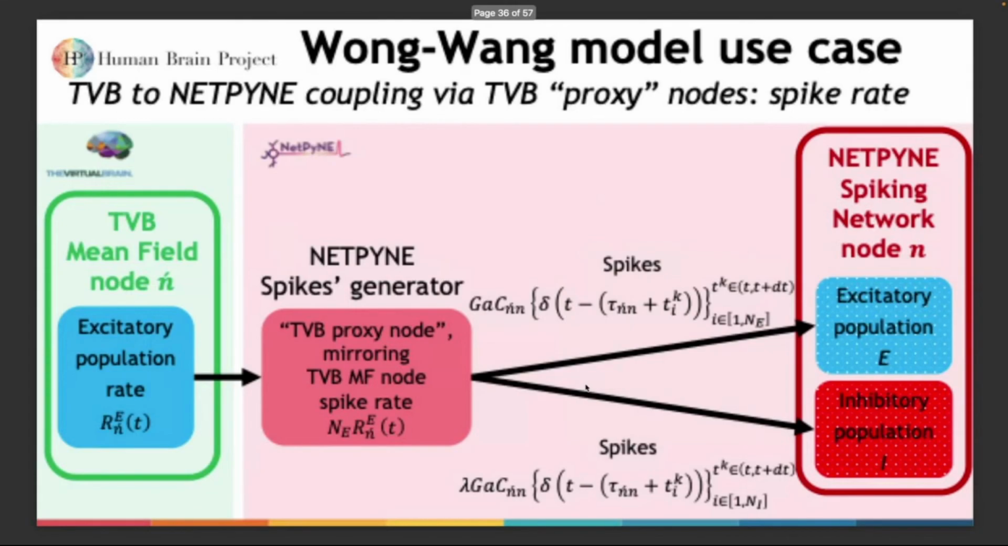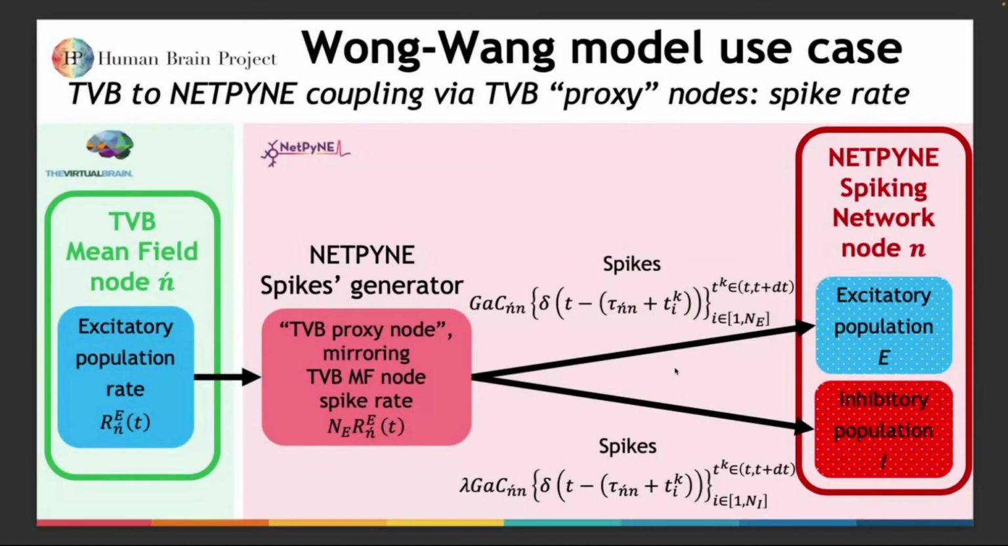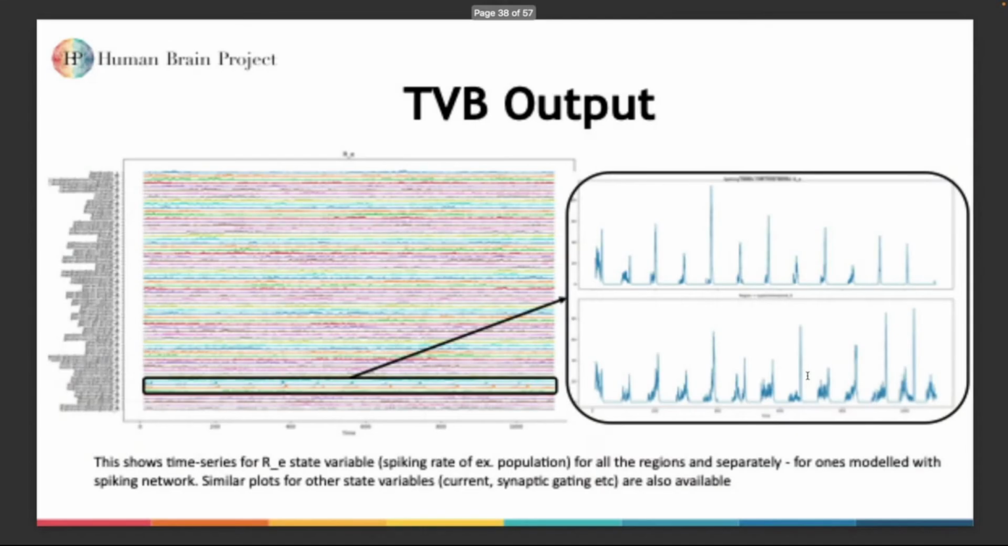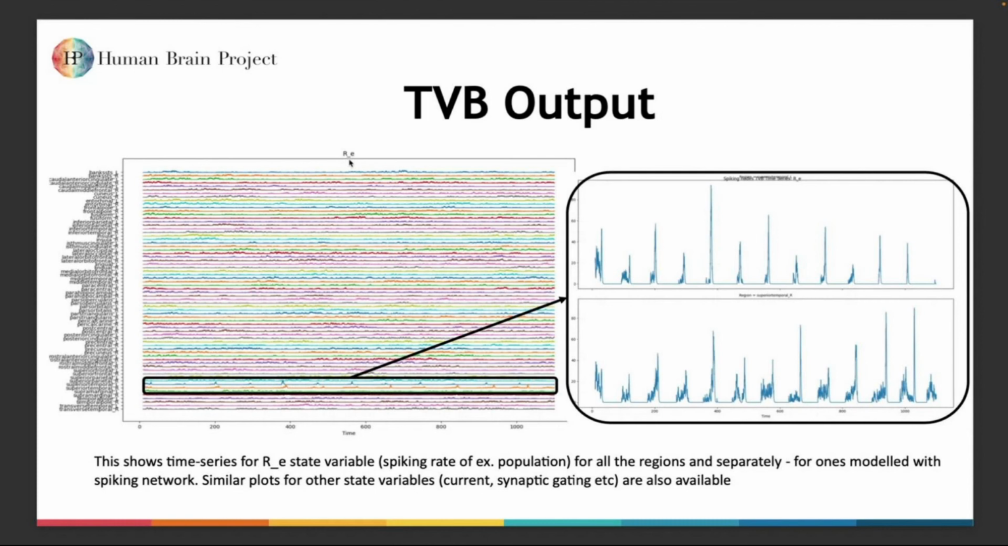It is based on a rate conversion to spikes. I won't go into detail because it's actually the same principle. And the other way, the NetPyNE to TVB update, is implemented in a similar way. And we get the resulting simulations. Here you see the rate of the excitatory population for all TVB nodes. And you can see that for the 2 that were modeled as spiking regions, we see a different behavior that looks more like oscillatory coordinated spiking activity.